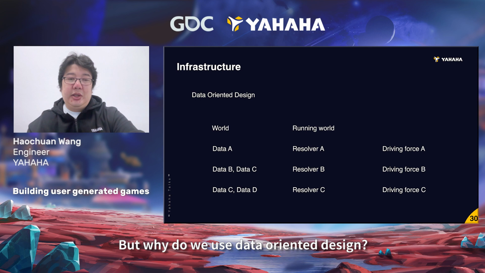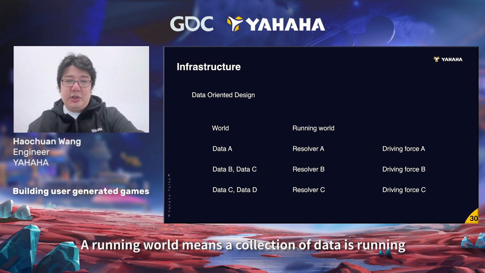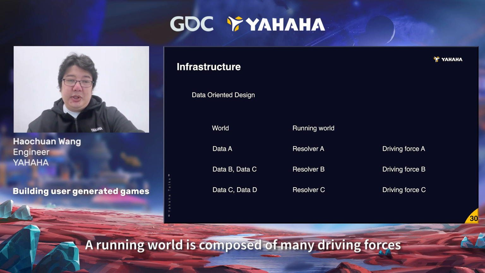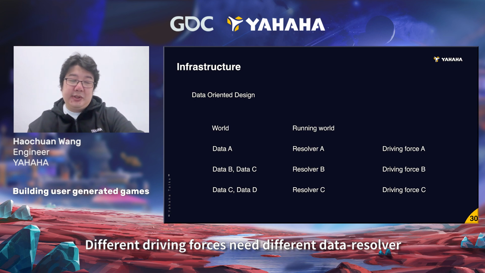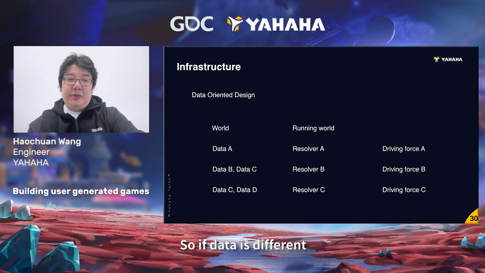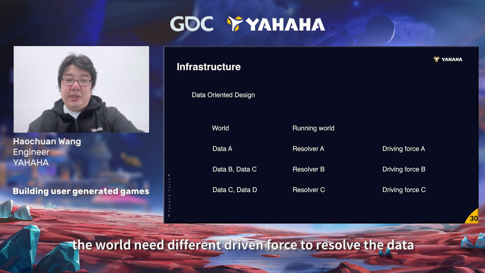But why do we use data-oriented design? Let's talk about this first. A world is a data collection. A running world means a collection of data is running. A running world is composed of many driving forces. Different driving forces need a different data resolver. So, if the data is different, the world needs a different driving force to resolve the data.